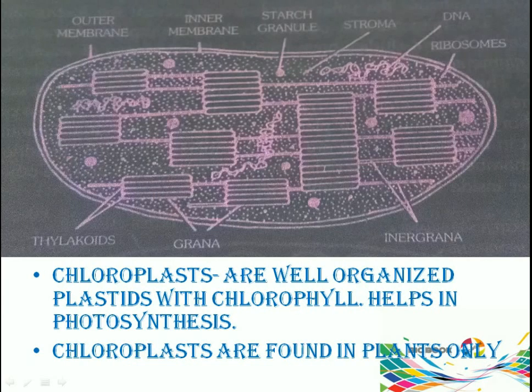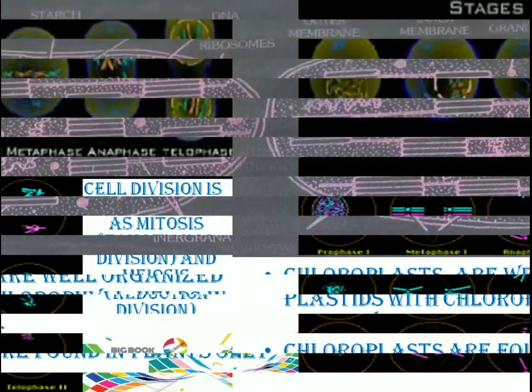And the chloroplast is one of the organelles which is well organized with plastids, which have chlorophyll and help in the process of photosynthesis. These chloroplasts are only present in plant cells, and help in the production of food.